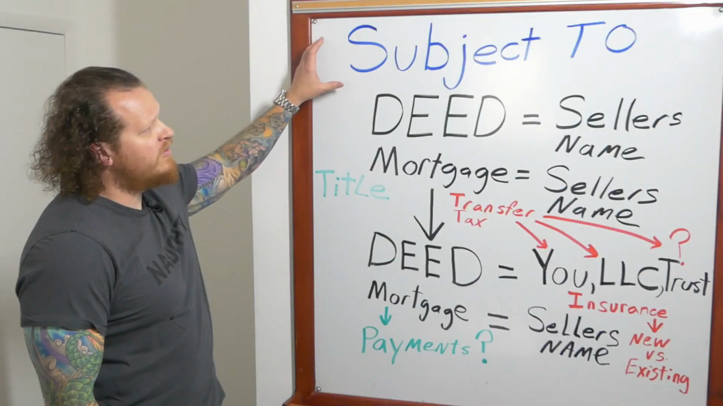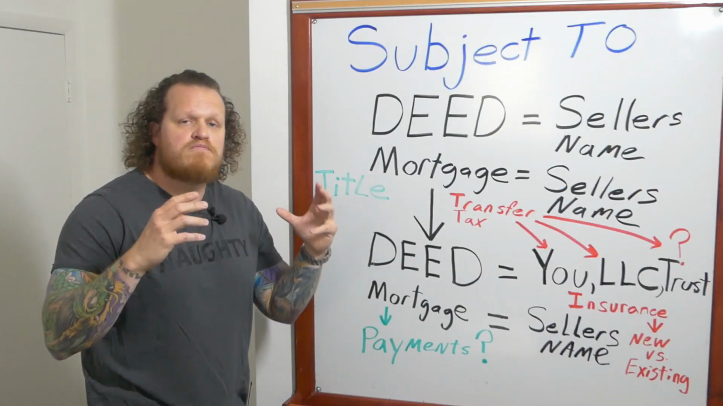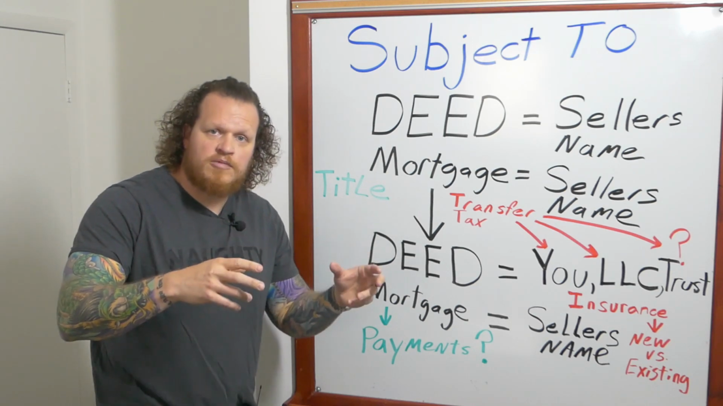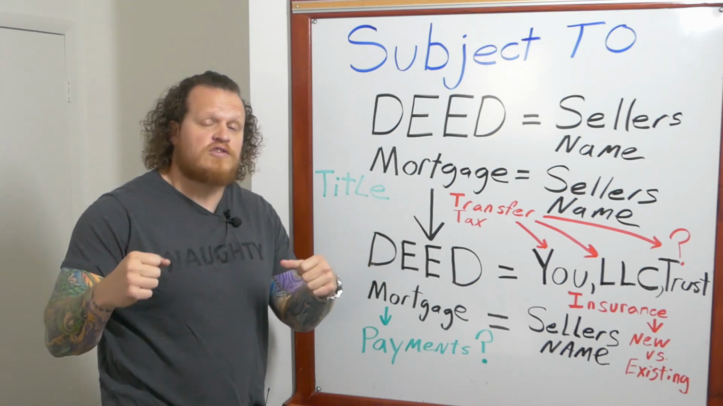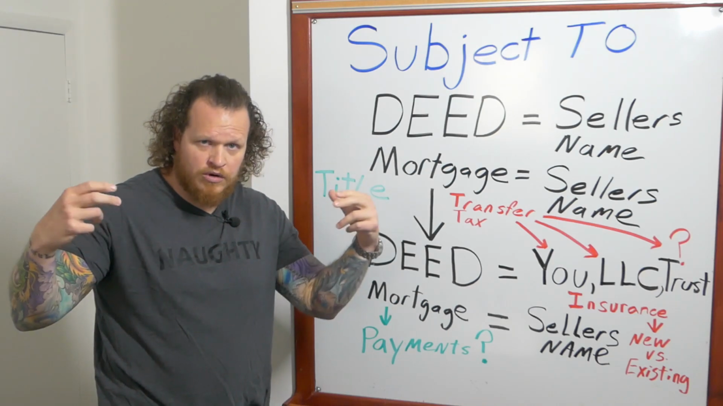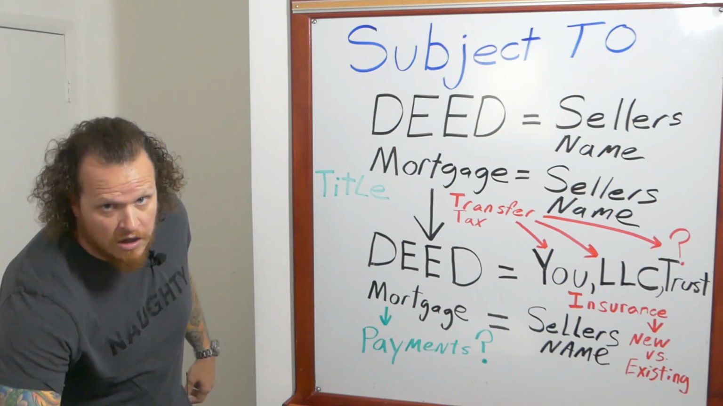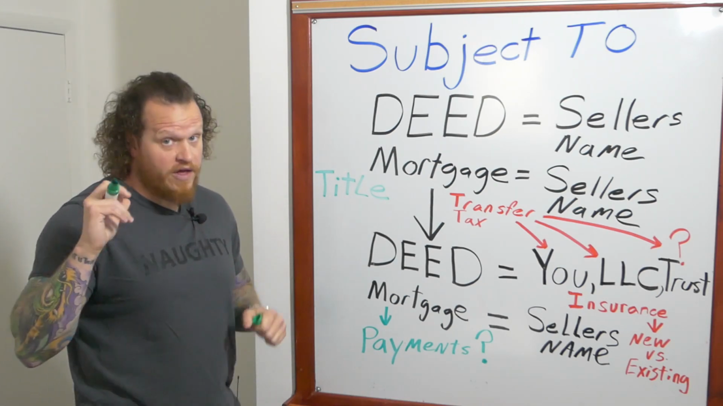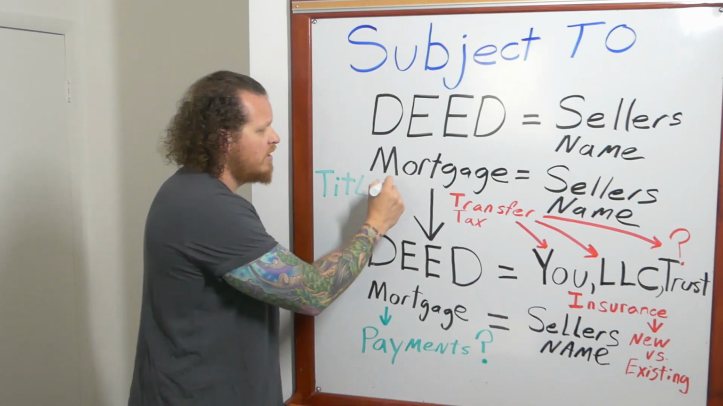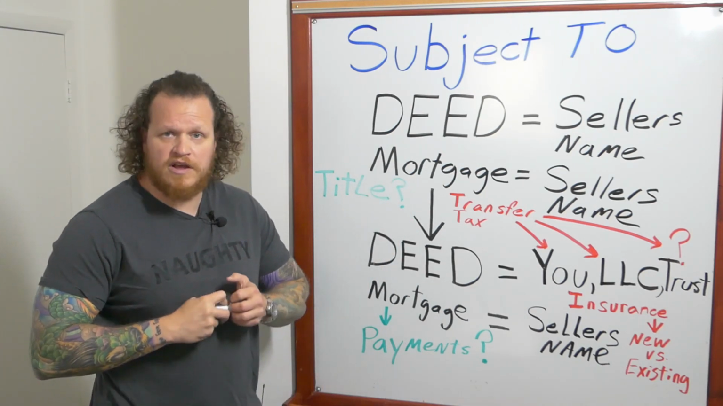So we're going to talk about subject to deals, and what a subject to deal is when you purchase a property subject to the mortgage or subject to all the existing liens and or encumbrances. In other words, you are taking title to a property without title being clear. And that's something you can't do when you take out a new mortgage, and we're going to explain why.